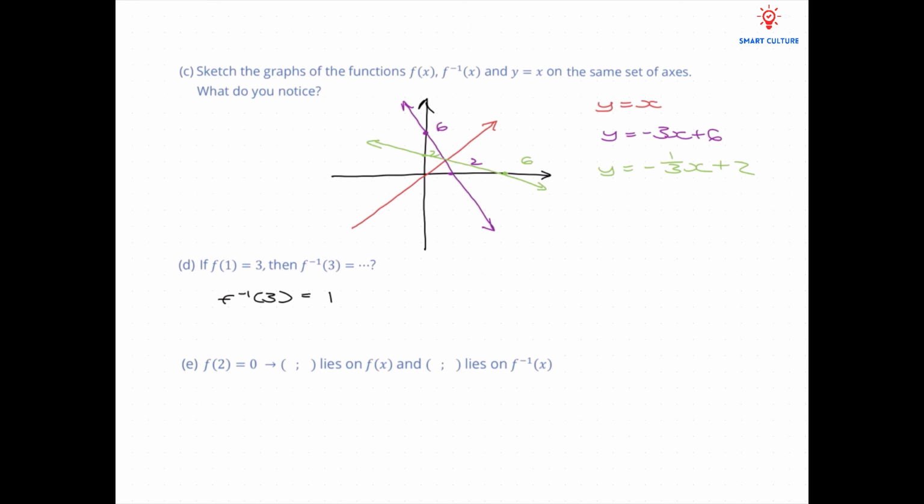And then finally for e, they say when f of 2 is equal to 0, what coordinates lie on f of x and what coordinates lie on the inverse. So for f of x, you have when x is 2, y is 0. That lies on f of x. And then it'll be opposite for the inverse. So when x is 0, y is 2.